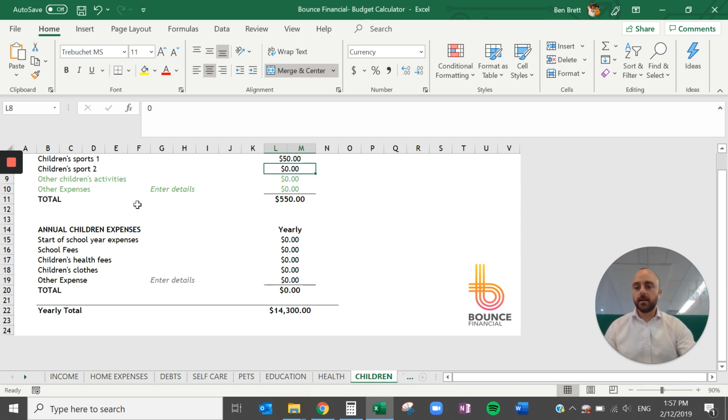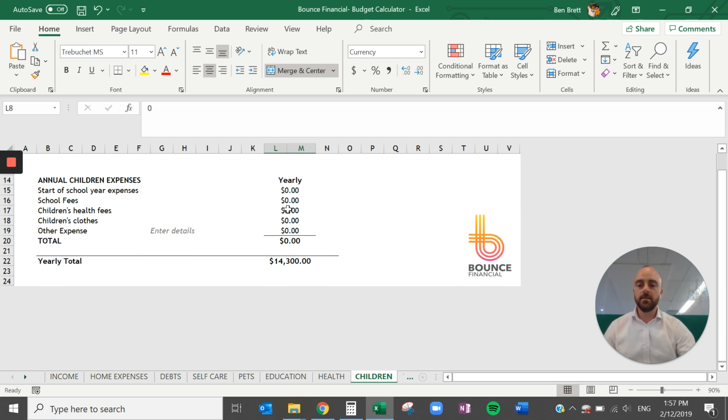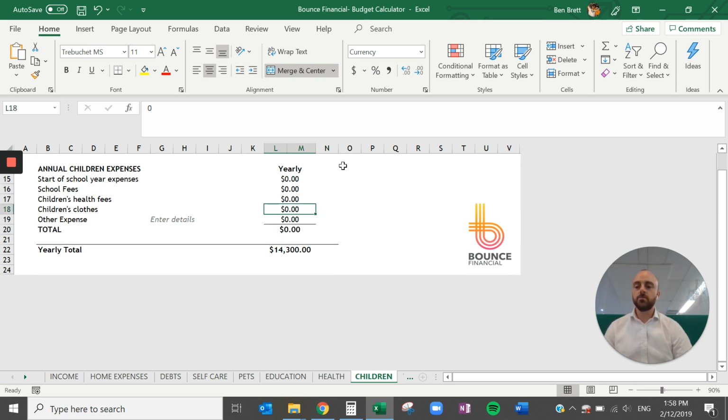Sports. And then we've got the annual children expenses, so school fees, start of school year expenses, and health fees particular to your child. Your child may have a particular need to see a doctor, like perhaps a learning disability or something that you're regularly spending money on. This is the place to put those sorts of things. And then children's clothes. Now, children's clothes obviously vary based on their age. The younger they are, generally the less you'll spend on them. But let's just assume, let's go $1,500.